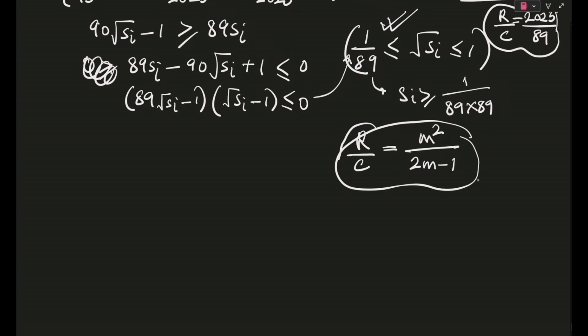If they had not given us, like say in place of 2025 they would have given us m square. Okay, then all the calculations would have been done on this. Like everything would have been exactly the same. Only thing is you would have a variable instead of a number.